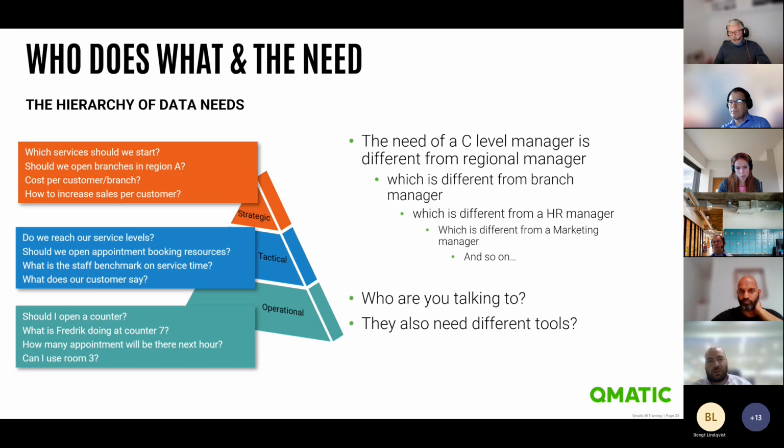What the operational side is really about is what is happening at this moment. How many people are in my waiting areas? How many counters are open? Who sits at which counter? What are they doing? Maybe some predictions around that even. But that's really what operational is about.